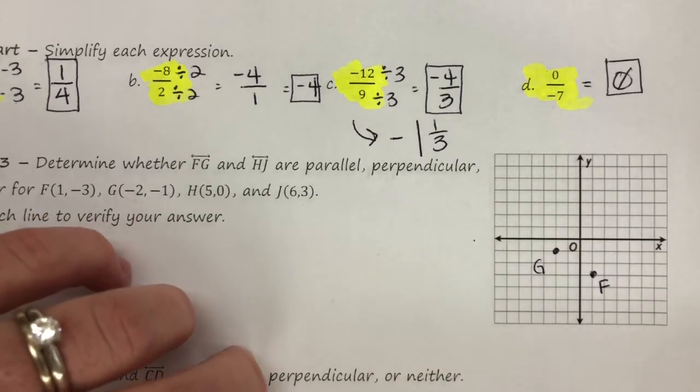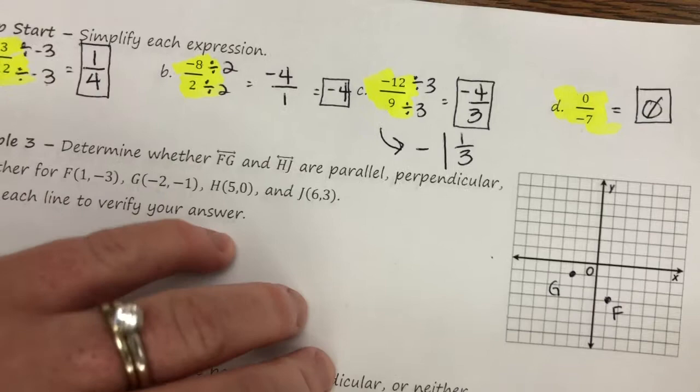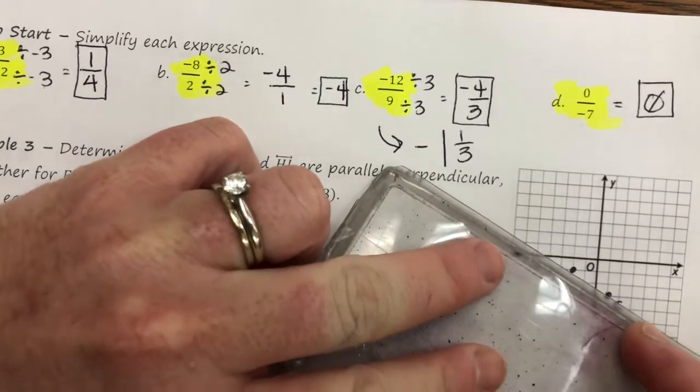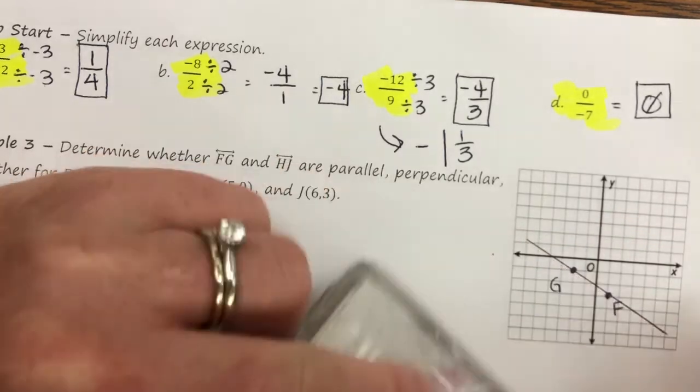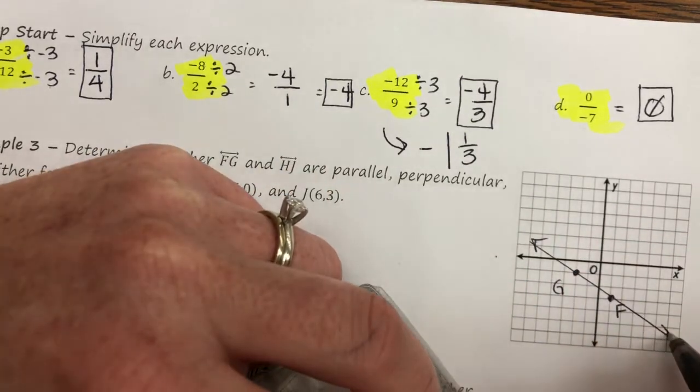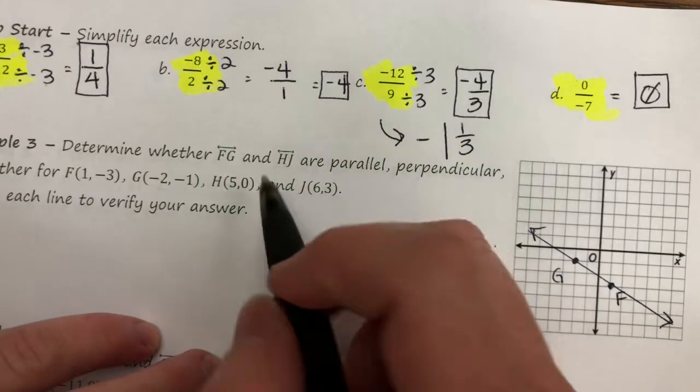There's one line. Do I have a straight line? I'm going to use my ID. When you're in class, it's a really easy way to get a straight line, just to use your ID, because y'all know I can't draw a straight line. All right, and then we have line HJ.